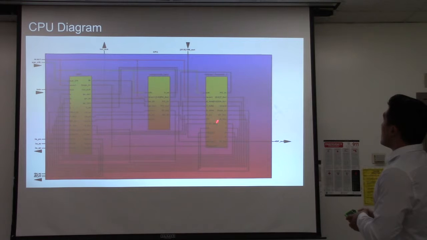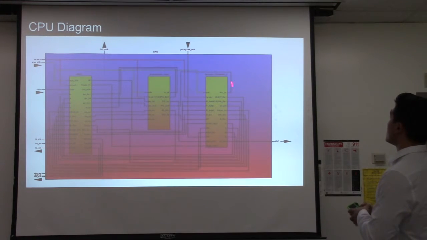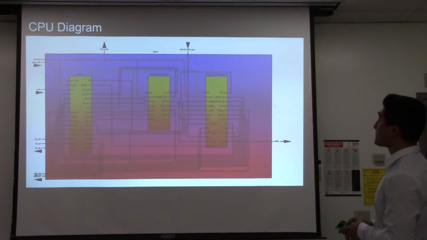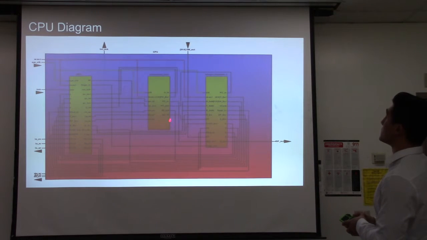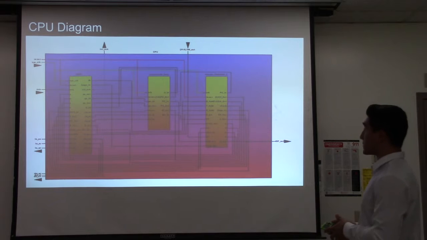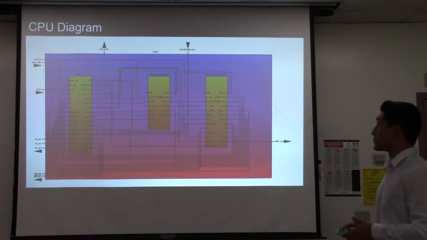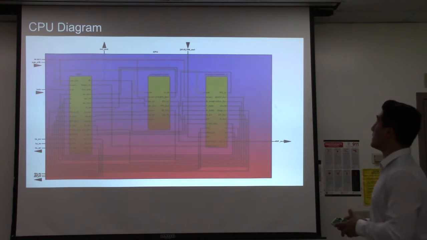Coming out of the integer data path, we have most of our computations and our flags. You can see it's sent out over here. And I want to go over our PC register in our instruction unit. The PC register is the program counter. That's where we keep track of where we are.